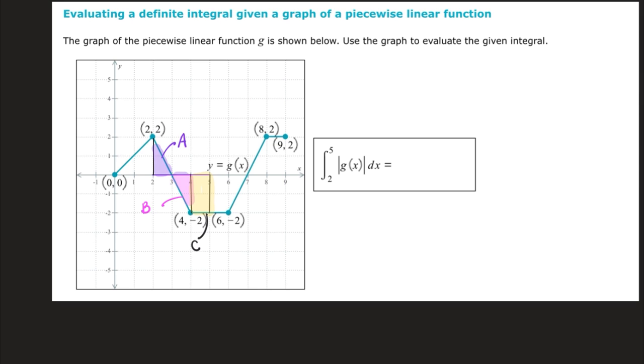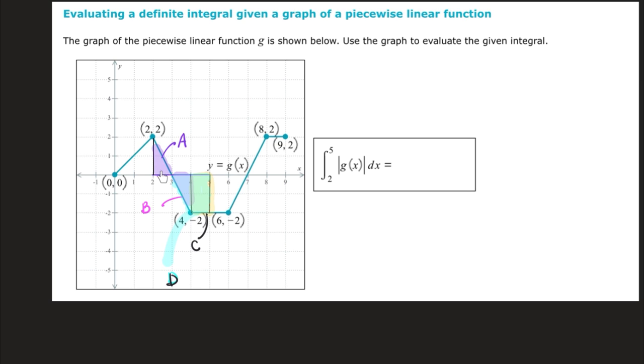Now what I could do is if I combine B and C, that gives me a trapezoid. And so I'll highlight it in a teal color, and my trapezoid is going to go from 3 to 5 rather than 3 to 4, and I'll call that region D.